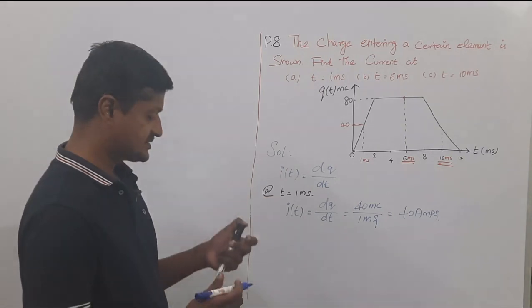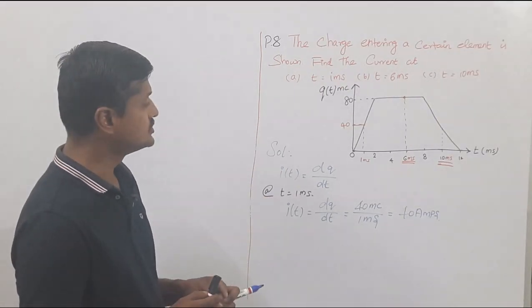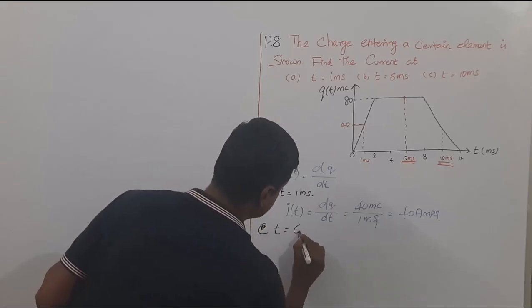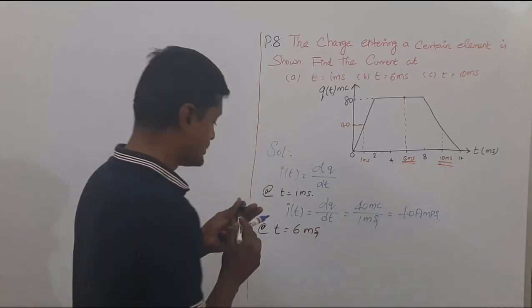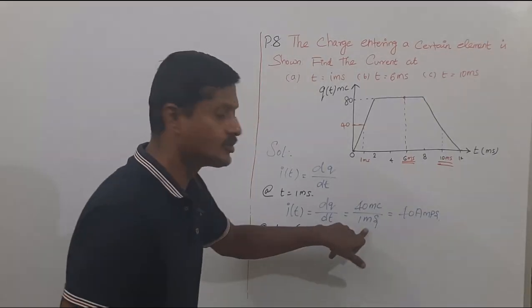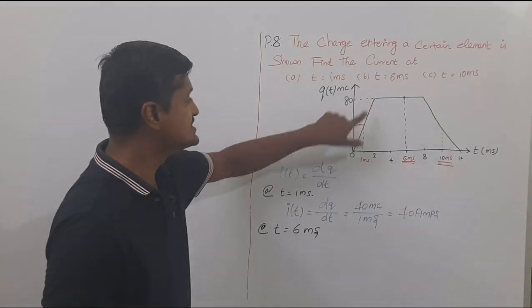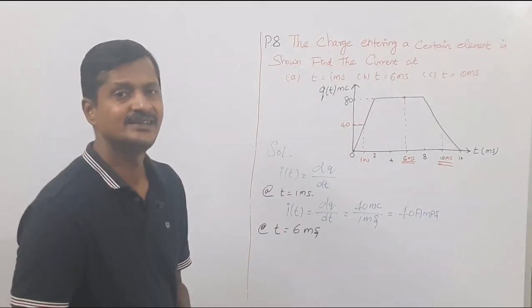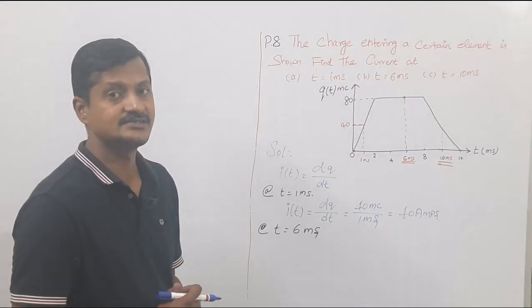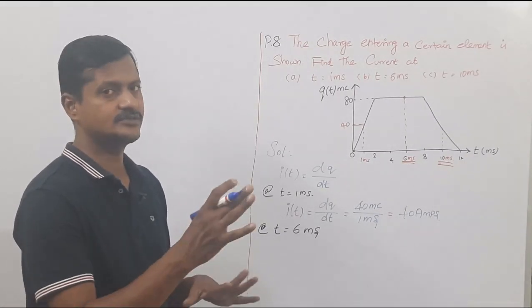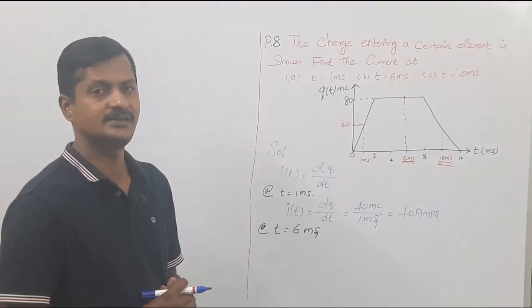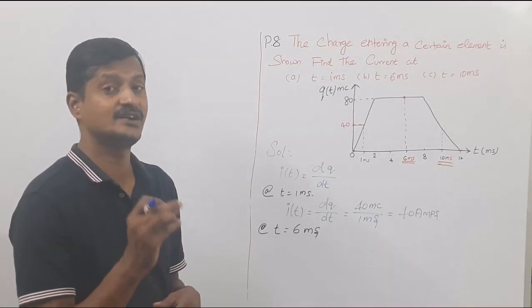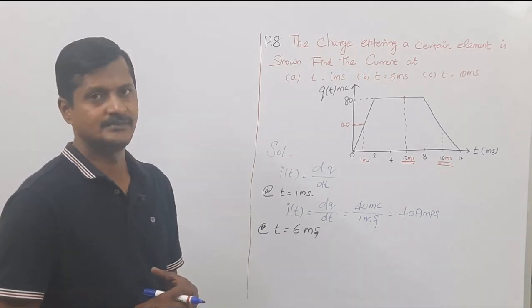Right? Next we need to find the current at t equal to 6 milliseconds. Here, with change in time, charge is moving. So what is the current? It is the rate of change of charge with respect to time. The charge has to change to get the current. Current is the rate of change of charge with respect to time.